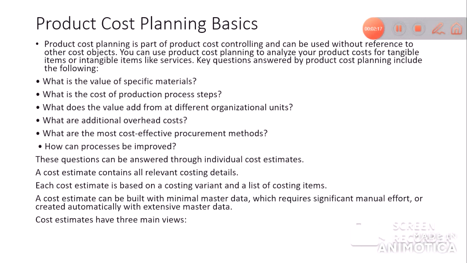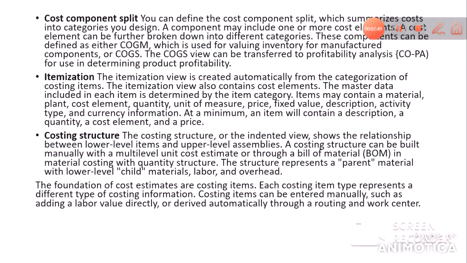A cost estimate contains all relevant costing details. Each cost estimate is based on the costing variant and a list of costing items. A cost estimate can be built with minimal master data, which requires significant manual effort, or created automatically with extensive master data. Cost estimates have three main views: cost component split, itemization, costing structure.